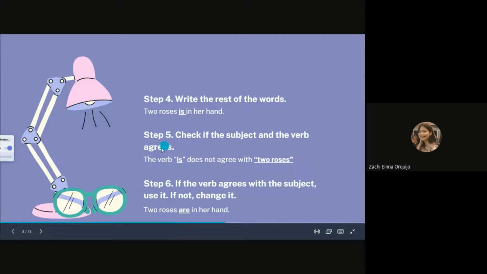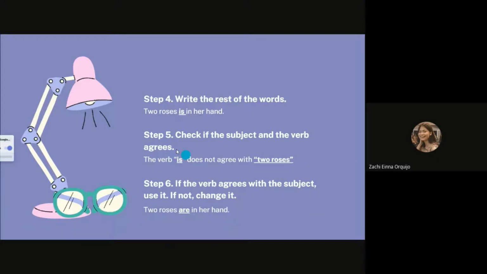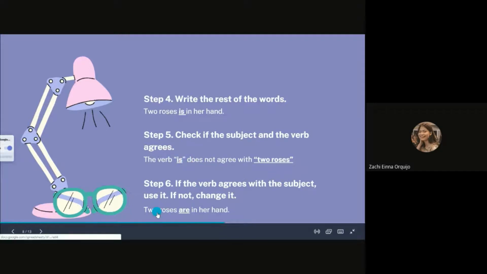Hindi is, kasi pag yung is, singular to or isang flower lang dapat yung pinag-uusapan natin. Pero in our sentence, 2 roses. So, more than one. So, our verb should agree with our subject. So, 2 roses are in her hand. Okay? So, nagkaroon na tayo ng normal order ng sentence at hindi na siya inverted, no? Kasi nauuna na yung subject bago si verb. So, subject is 2 roses at are ay verb.